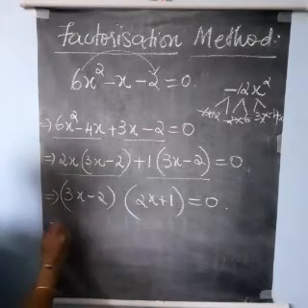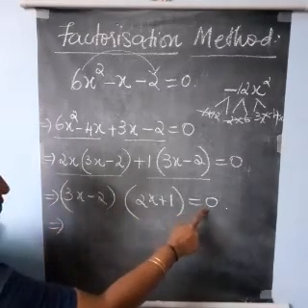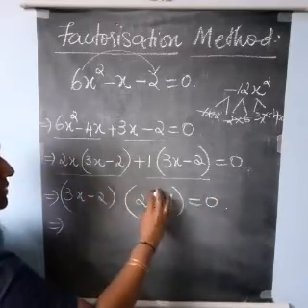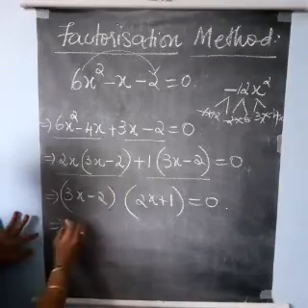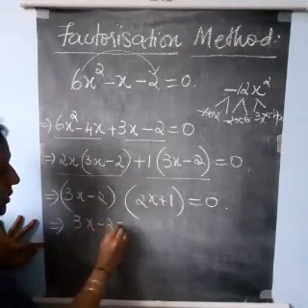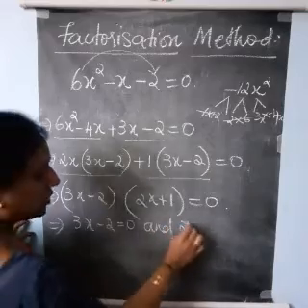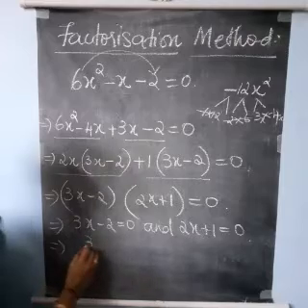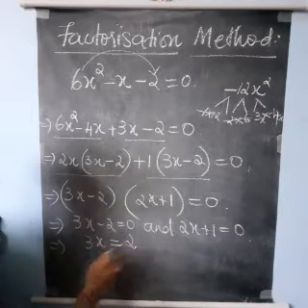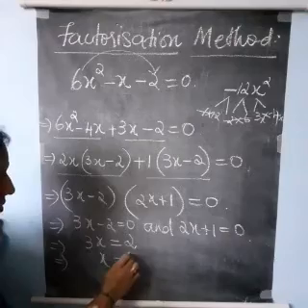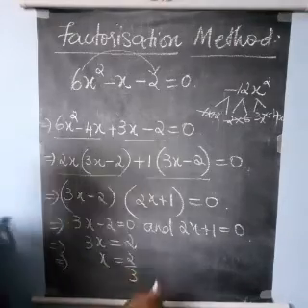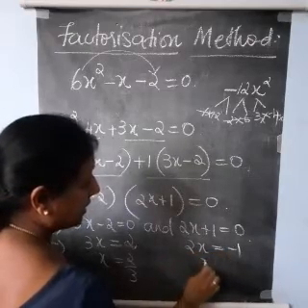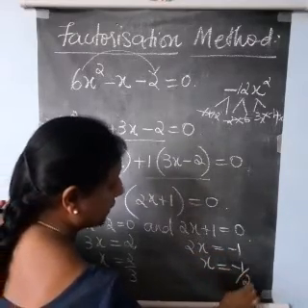Now what happens when 2 factors multiplied equal something here? It means that the first factor equals 0 and the second factor equals 0. So to solve, you take 3x minus 2 equal to 0 and 2x plus 1 equal to 0. Now when you transpose, what will you get? 3x is equal to 2, and x is equal to 2 by 3. And 2x is equal to minus 1 and x is equal to minus 1 by 2.